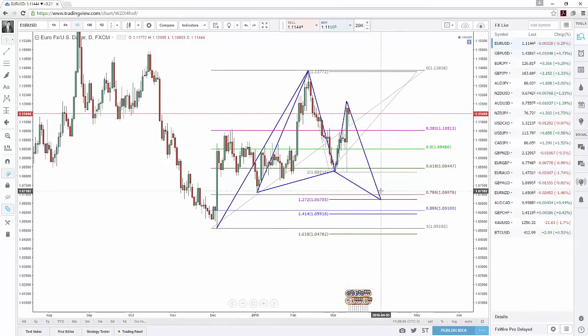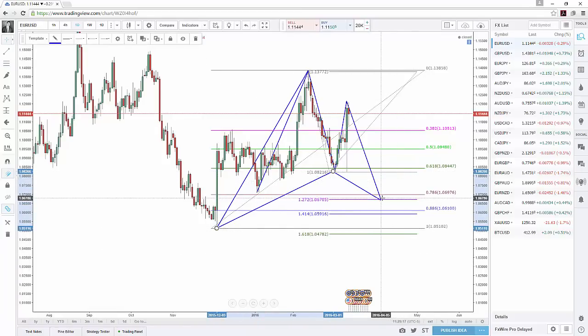And so what we're looking for is a termination around the 127 extension. Again, that would give us a formation that looks more like this, because our termination point is still the same. It's still the 127 extension. Only this time, it would look something like this, right?